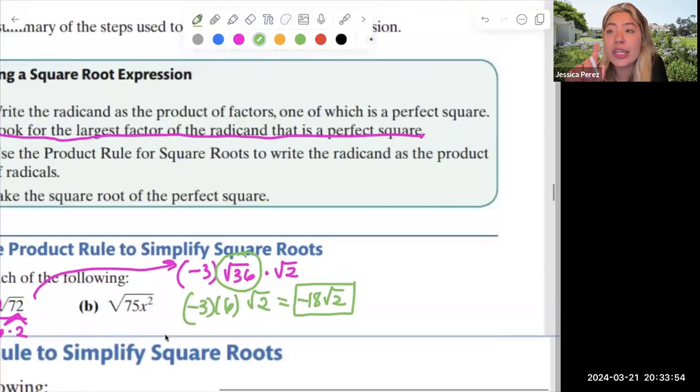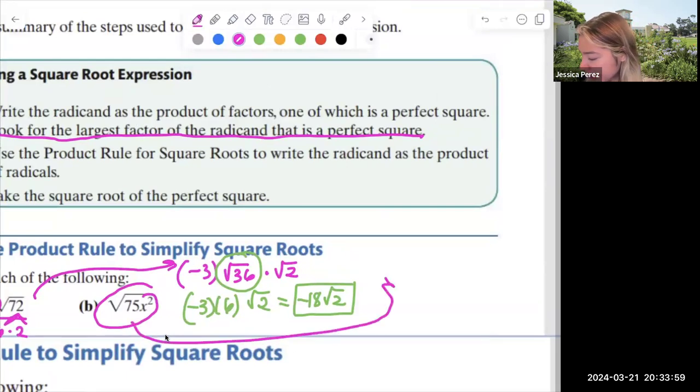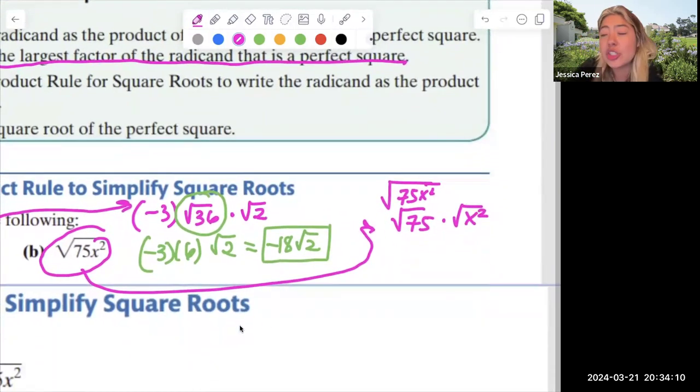So for letter B, you need to be careful because letter B is the square root of 75x squared. This means the square root of 75 times the square root of x squared. I know that the square root of x squared is the absolute value of x, just to start off with. So I split these two and then I take care of the square root of 75. I need to simplify the square root of 75.